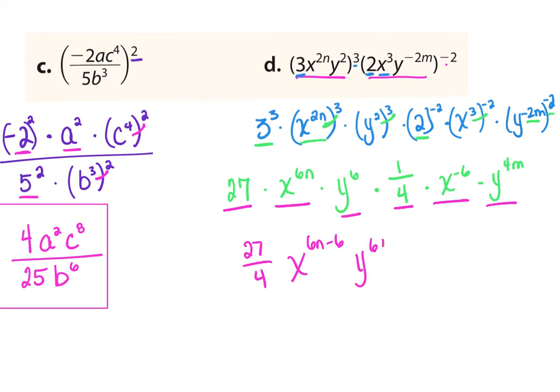My rule says to add them. Can I make that any simpler? I cannot. They are not like terms. Believe it or not, this is your final answer here. This is as good as it gets. You cannot simplify this anymore. And so you are done with that one as well.